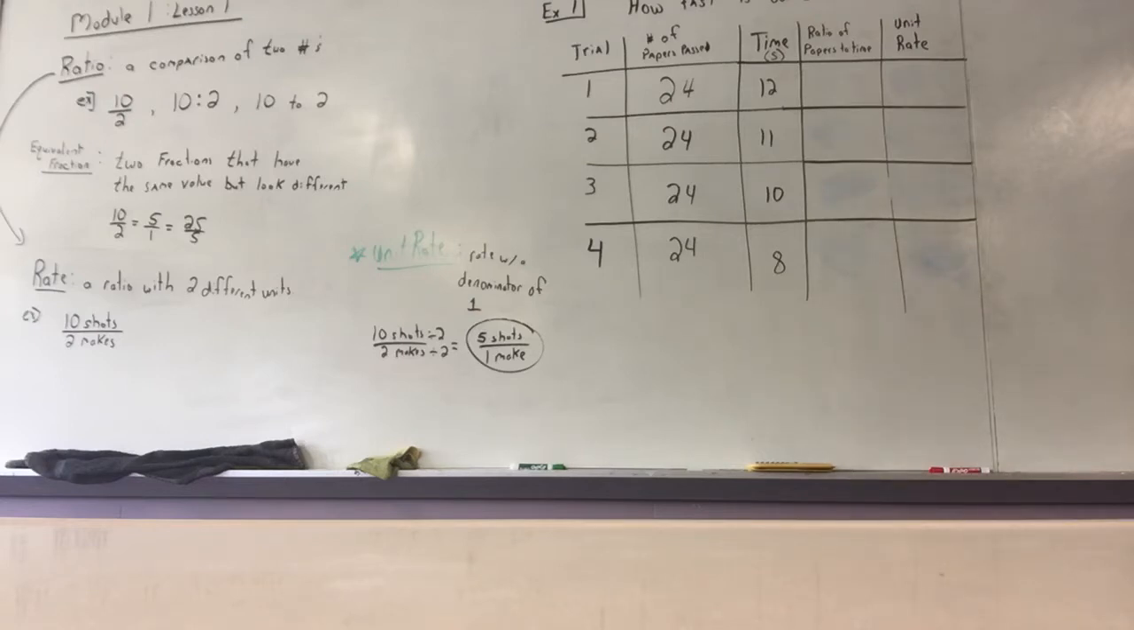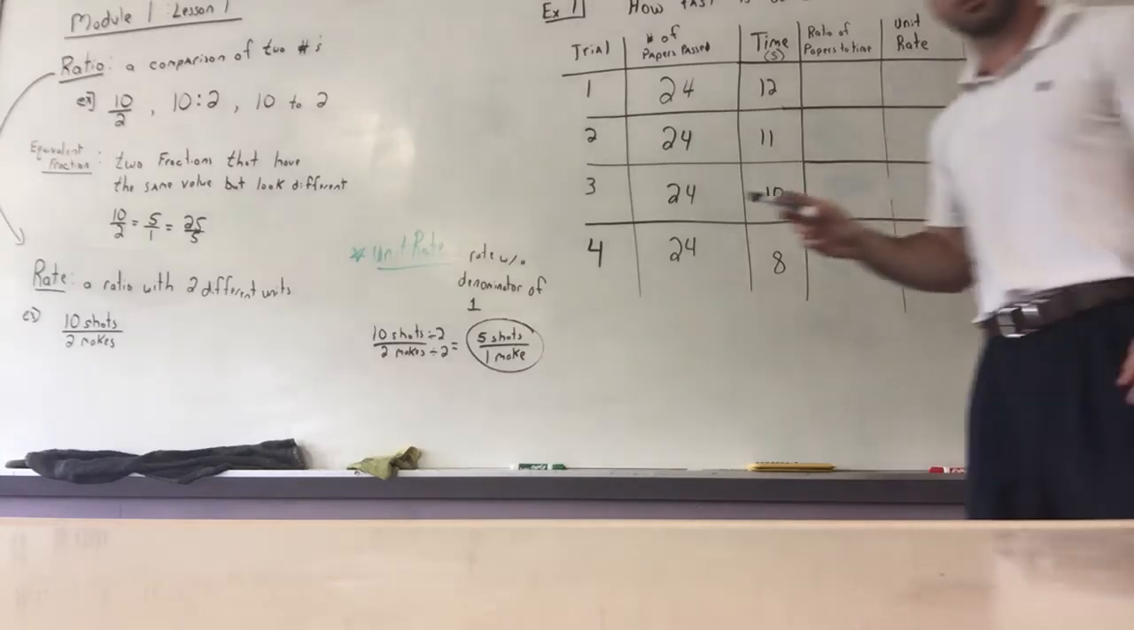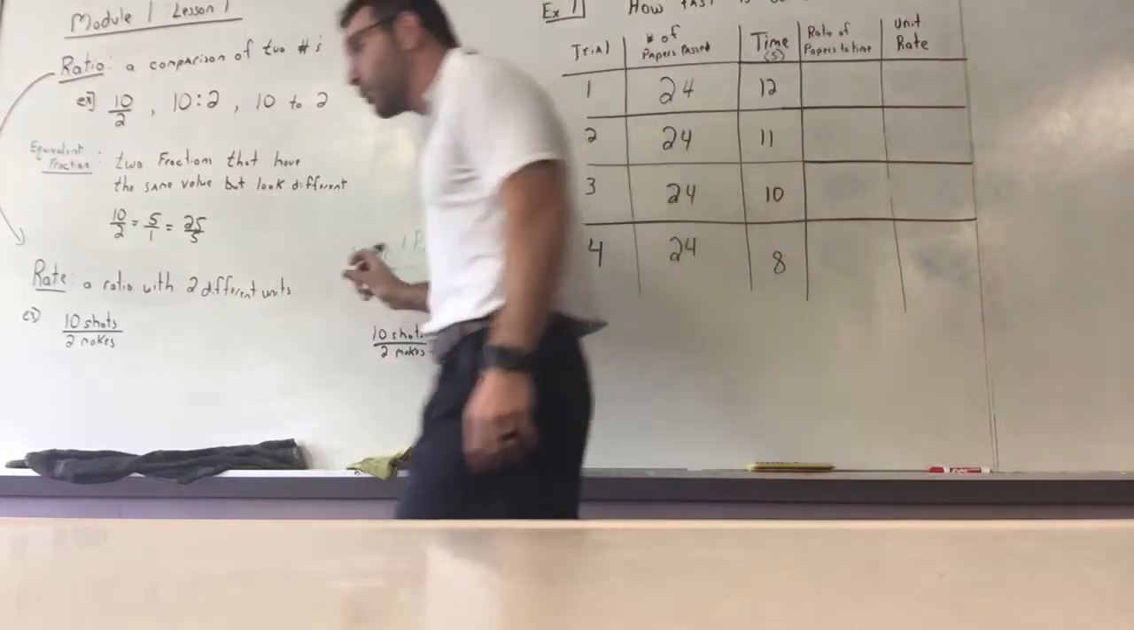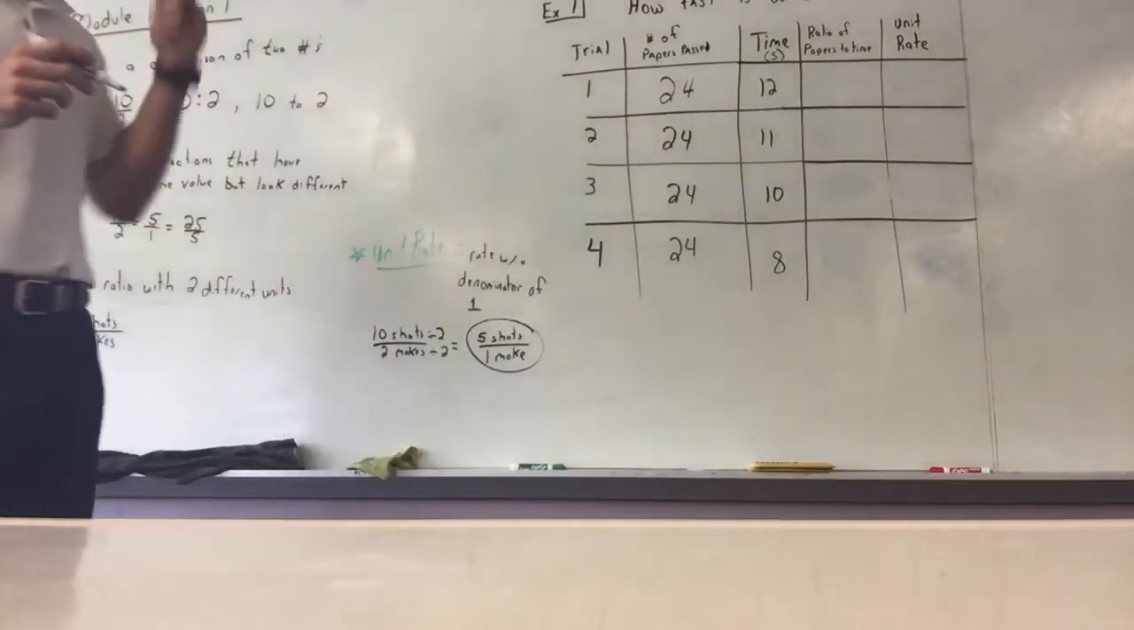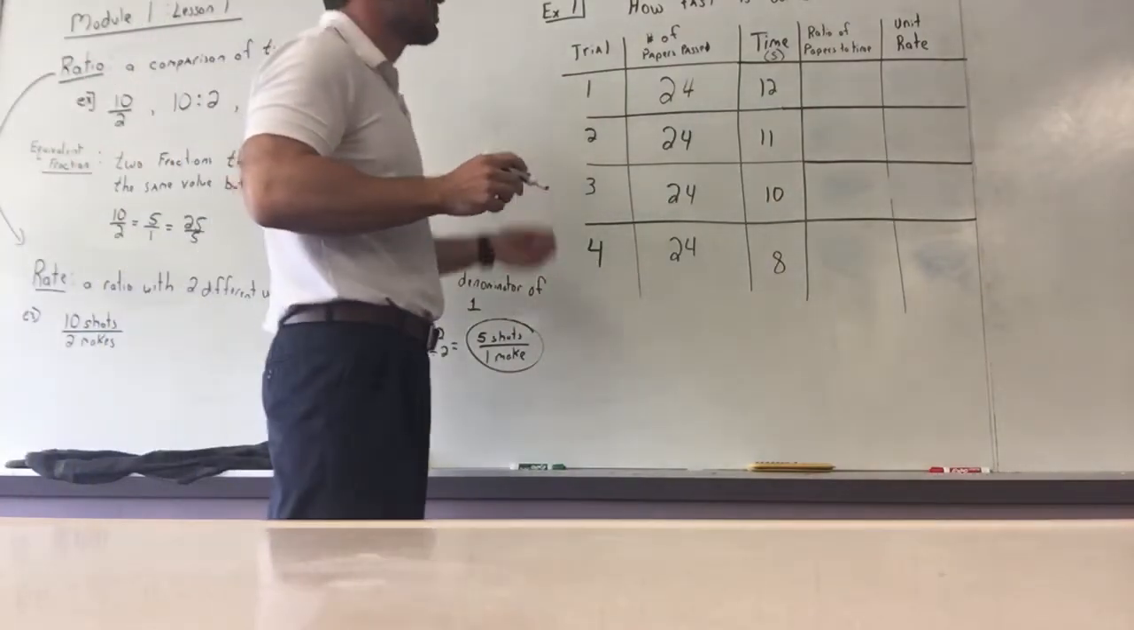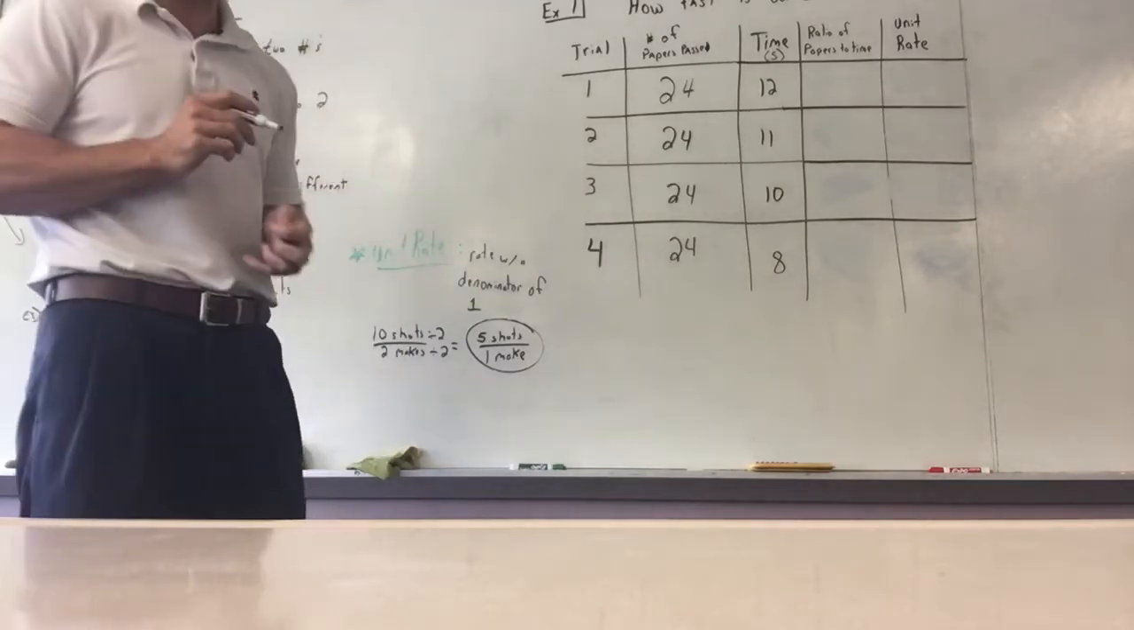And it says, how fast is our class? And you will see a table that is very similar to this. Okay? The only difference is, they have ratio, they have rate, they have unit rate. Notice that I took out rate. Okay? I'm not so concerned with rate as I am with unit rate. So we've got 4 different trials. I want to figure out which trial was the fastest.